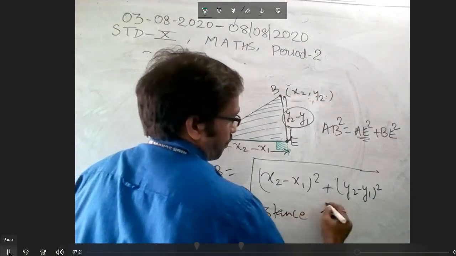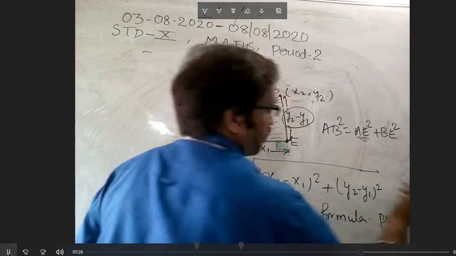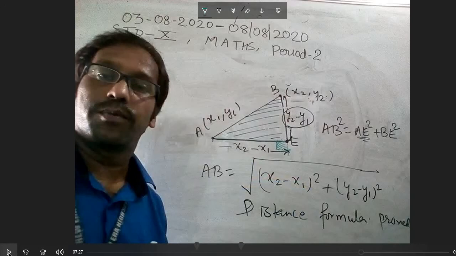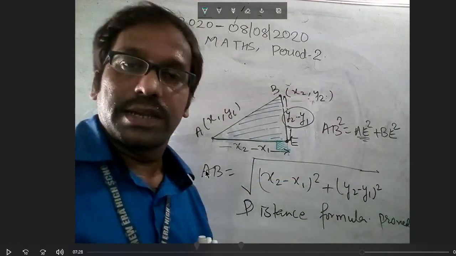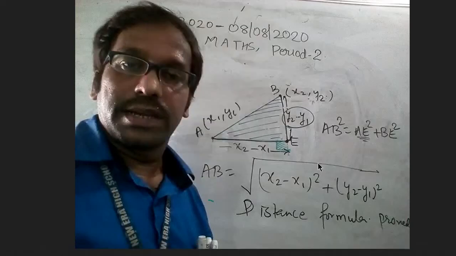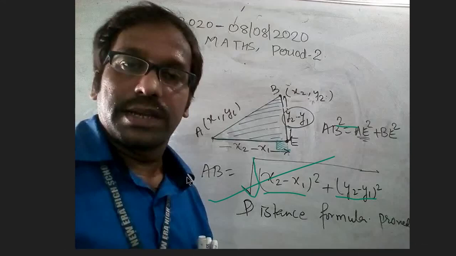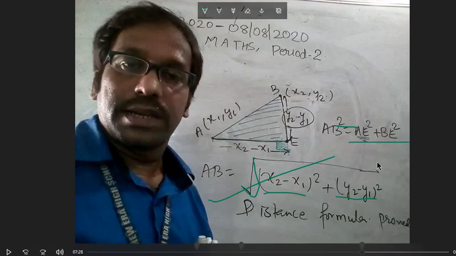We have found our AB here by the help of coordinate geometry. We can find the length between the 2 points also, and that is AB is equal to, this is our distance formula. Okay, x2 minus x1 whole square plus y2 minus y1 whole square, under root. Why under root? Because this square has been removed, so all these things will come under root only. Okay, this is how we can prove our distance formula.